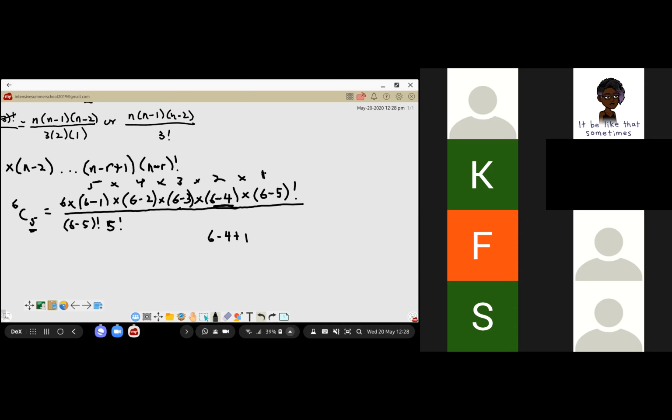This last but one term is the same as 6 minus... The r is 5, so it's going to be 6 minus 5 plus 1. That will always be the last but one term. The last but one term will be n minus r plus 1. Then the last term will be what? n minus r.